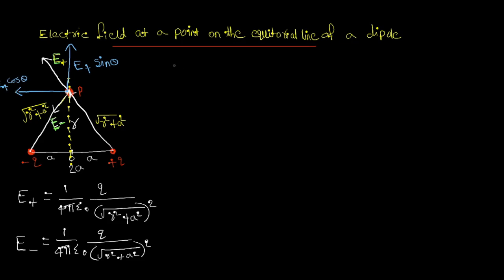We wrote like this. If this is E positive, its vertical component is in this direction, taken as E positive sin theta. Its horizontal component is in this direction, taken as E positive cos theta. This is what we do.